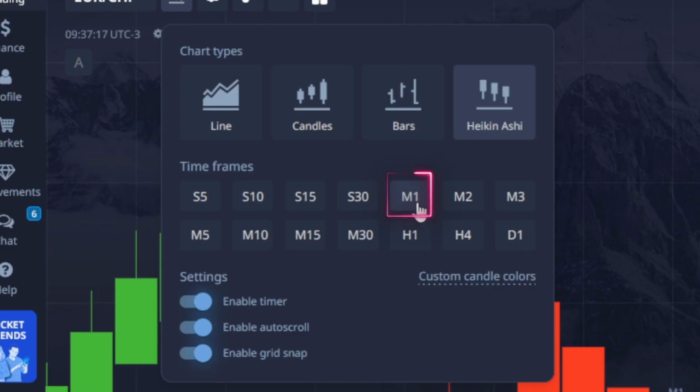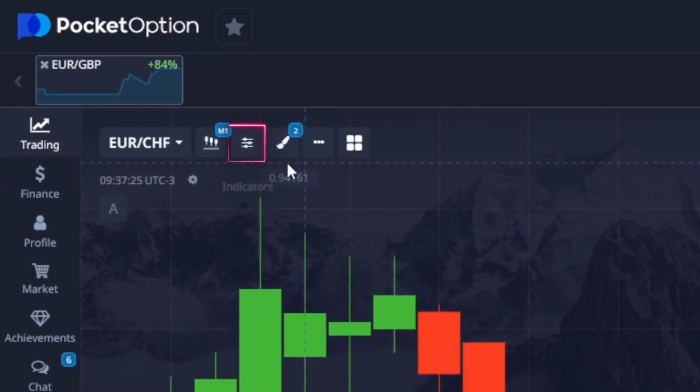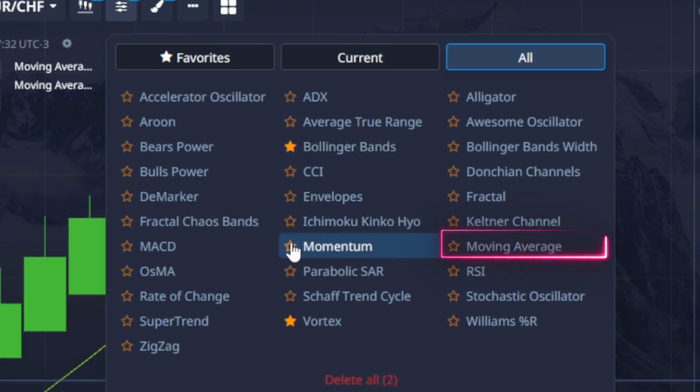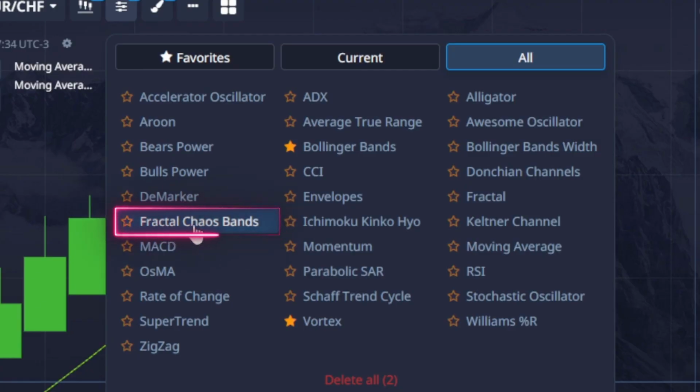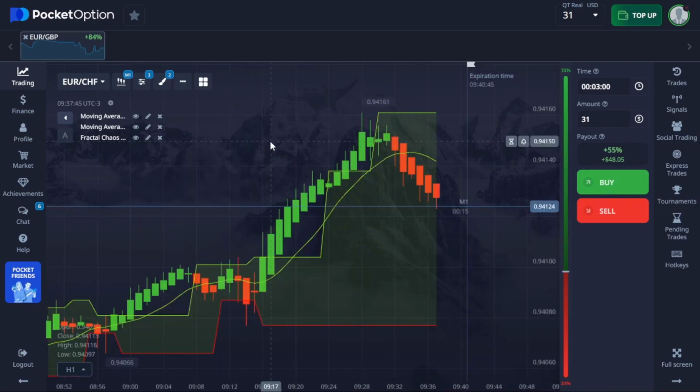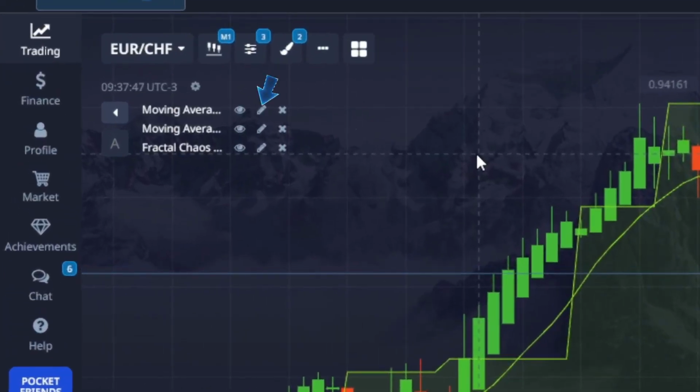Okay? Next, we're going to add moving average lines. We're gonna use two options. Start with moving average, okay? And select fractal Chaos Bands. We're gonna use that one. First one, let's configure that.